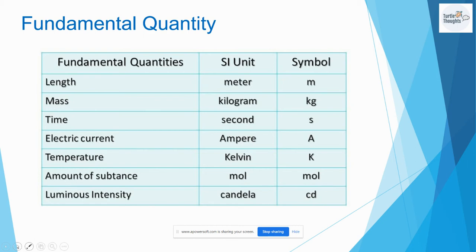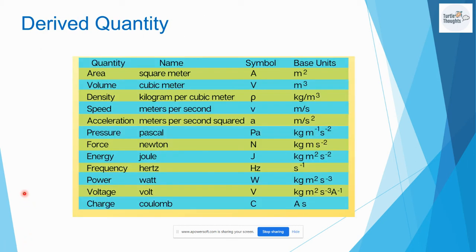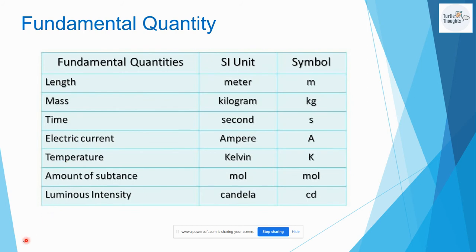Okay, next, derived quantities. What are derived quantities? I told you that derived quantities are the quantities which depend on two or more fundamental quantities. So I have a few examples here: area, volume, density, speed, acceleration, and so on. There are many examples of derived quantities. However, we have only seven fundamental quantities.